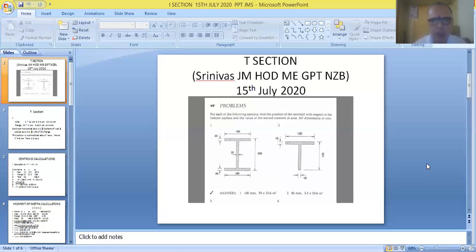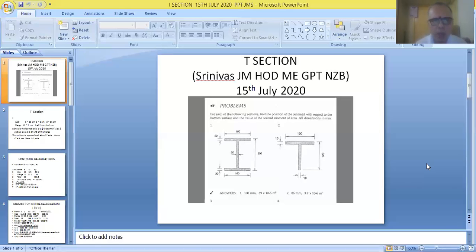So a T section, consisting of one web and one flange, is made in the form of a letter T, that's why it's called a T section. And an I section, consisting of one web and two flanges, is made in the form of the letter I, and is referred to as an I section. So friends, this is the difference between these two topics.